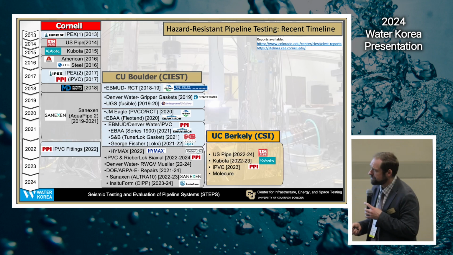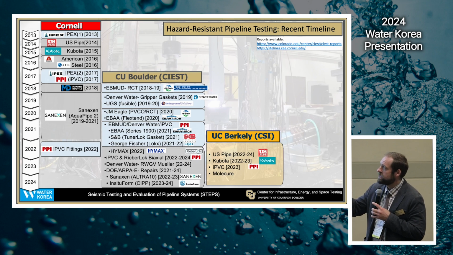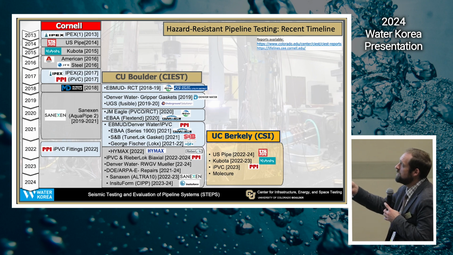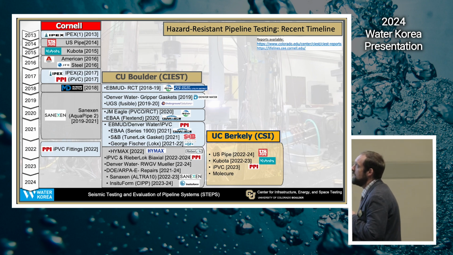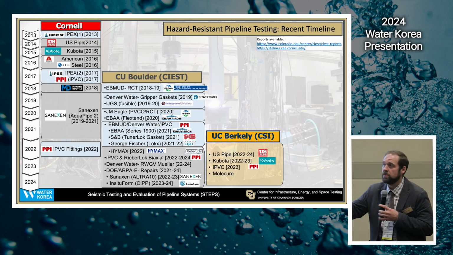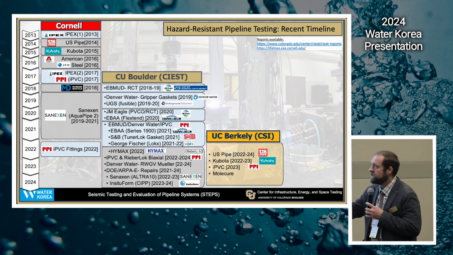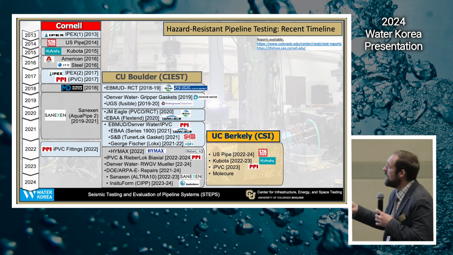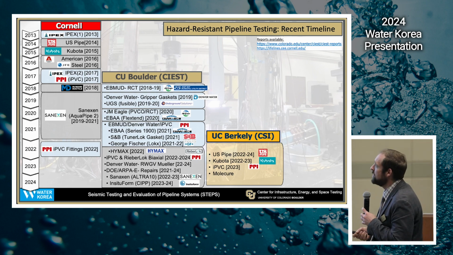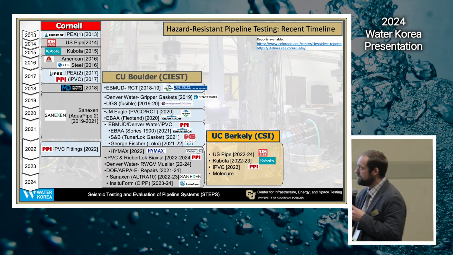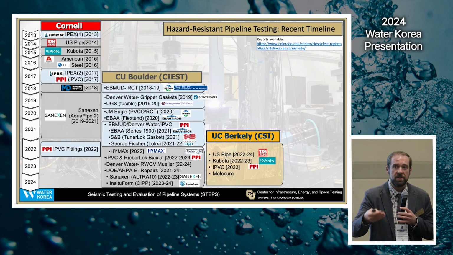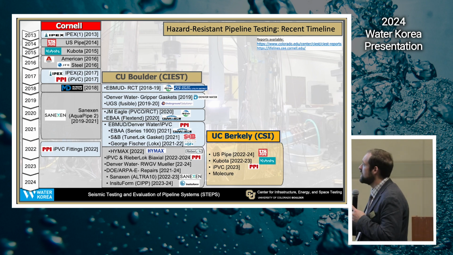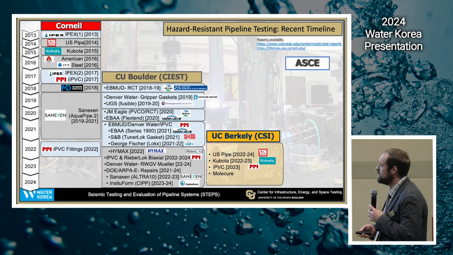This is an overview of the last about 10 years of the hazard resilient testing that's gone on. And Professor Rowe talked about a number of projects that we worked on together at Cornell with a number of different types of pipe materials over time, looking at trying to assess the resiliency and the ability of these systems to operate. I am coming from the University of Colorado Boulder, where we've done a number of projects over the past several years, looking at additional systems and capacities. And then there's also the University of California, Berkeley, that's been doing some testing and will continue forward.